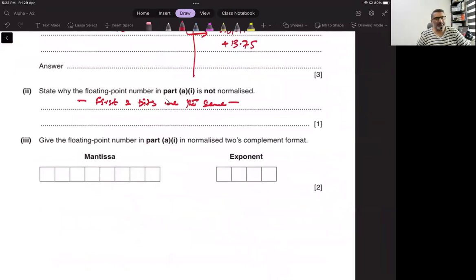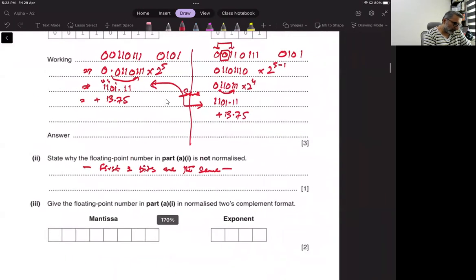Give the floating point number in part A1 in normalized 2's complement format. Okay. So the normalized 2's complement format would be 0, 1, 1, 0, 1, 1, 0, exponent 4, 1, 2, 4, 8.